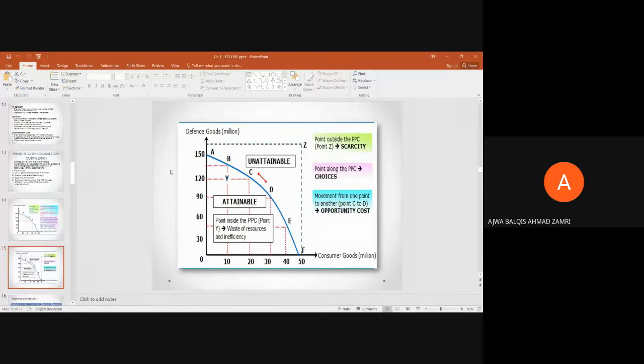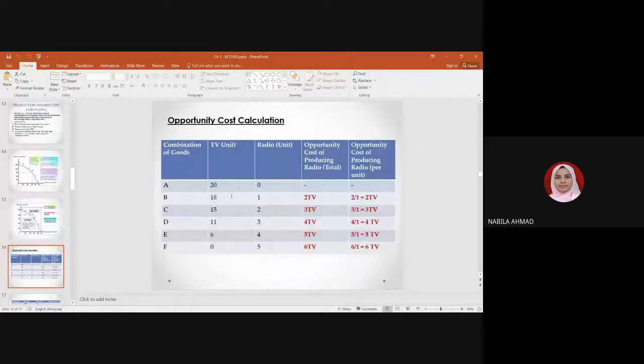Boleh. Okay, very good. Now, kita nak tengok how to calculate the opportunity cost. Yeah? Okay, kita assume merah ni tak ada. Kita assume macam tu. Okay, so we have these two combination, TV and radio. So point A, radio 0, TV 20. Point B, produce 1 radio, 18 TV. Point C, 2 radio, 15 TV. Point D, 3 radio, 11 TV. Point E, 4 radio, 6 TV. And point F, 5 radio and 0 TV.